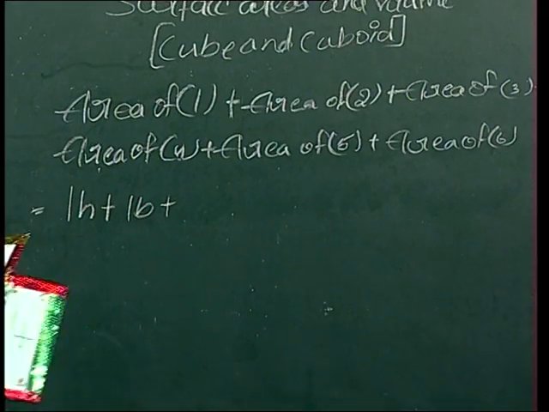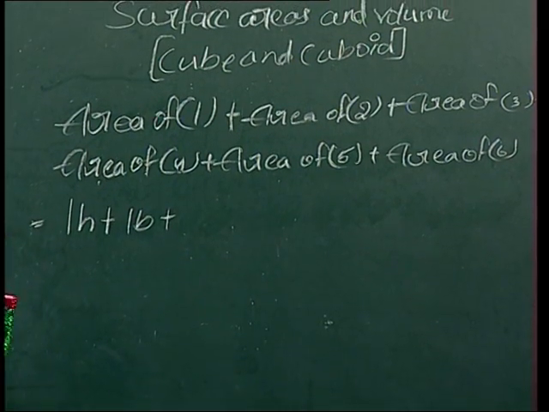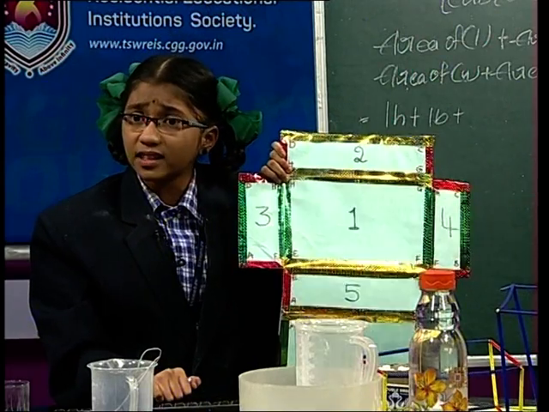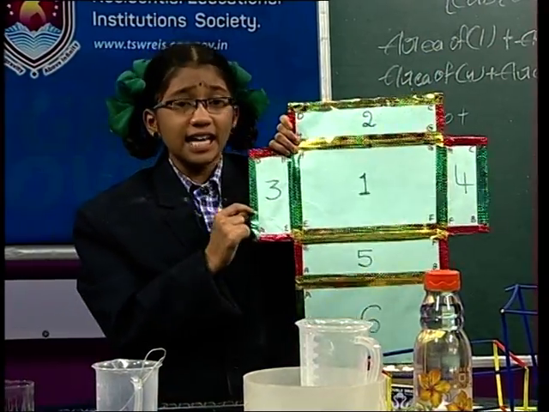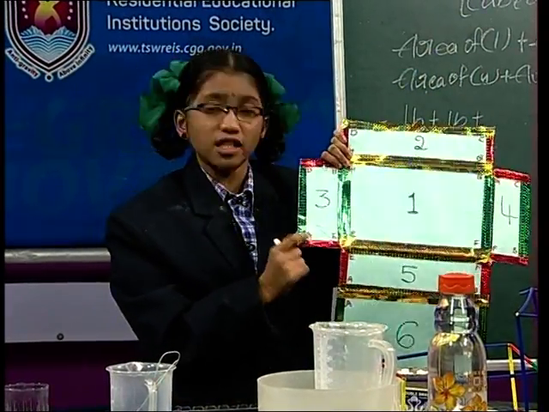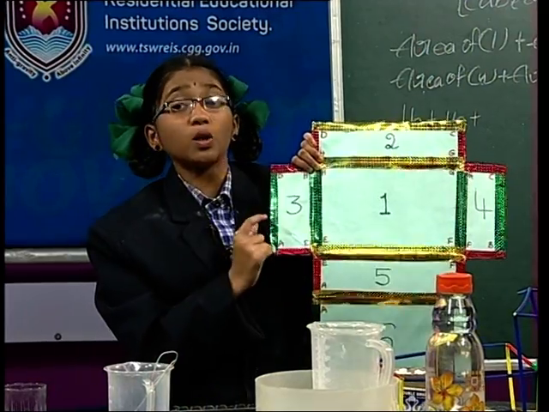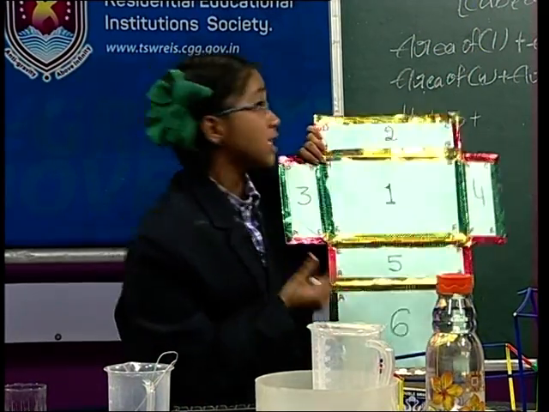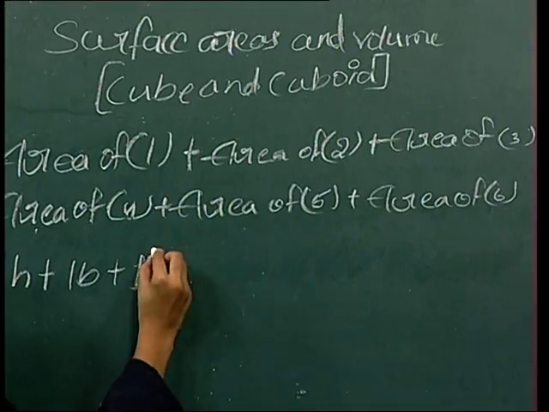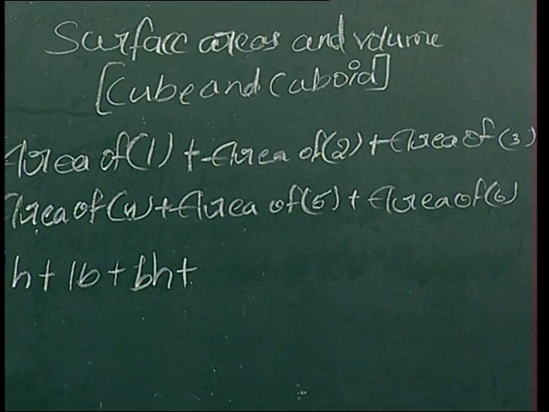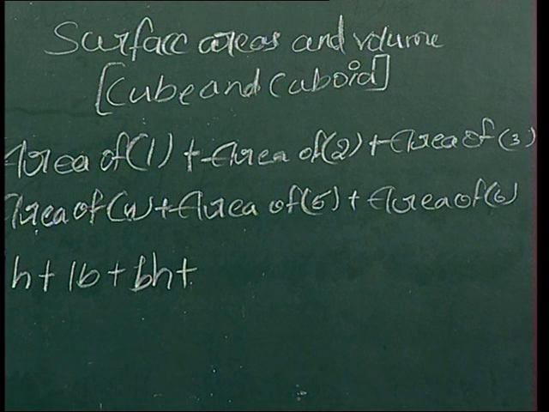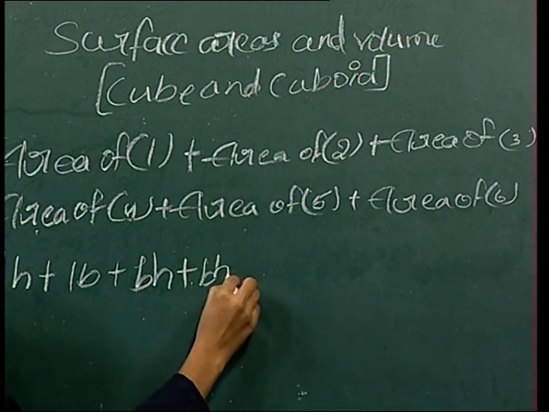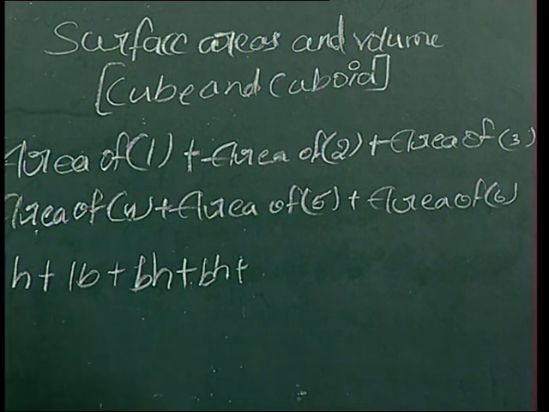plus. Next, third face. Here in the third face, the green color indicates the breadth. No, it indicates the height. So, there are 2 measurements, that is breadth into height, B into H. We get BH, plus fourth face. The fourth face is also the same. Why? Because it is opposite to it. So, the fourth face is also B into H, BH, plus fifth face.